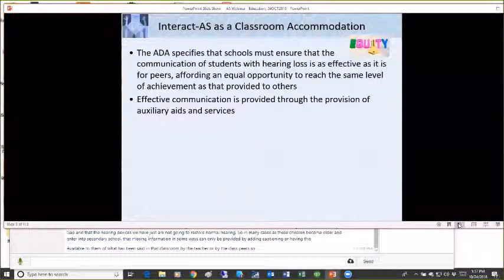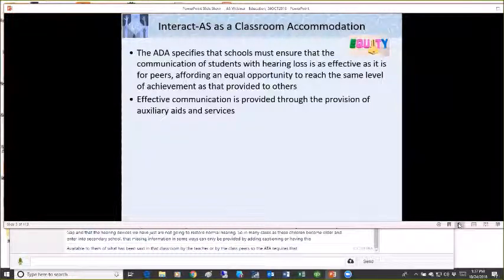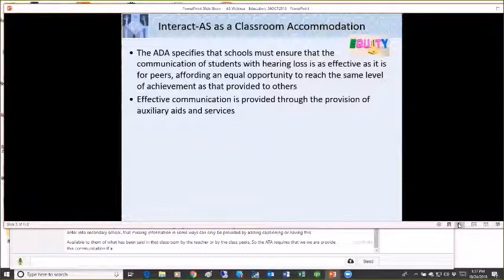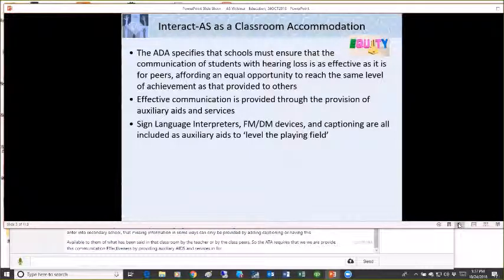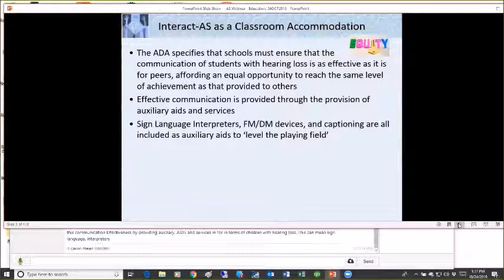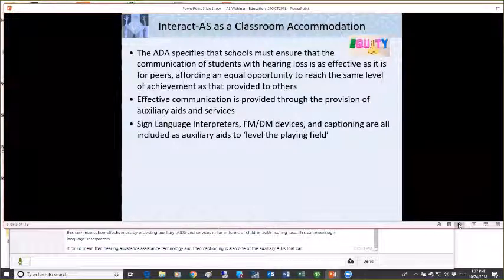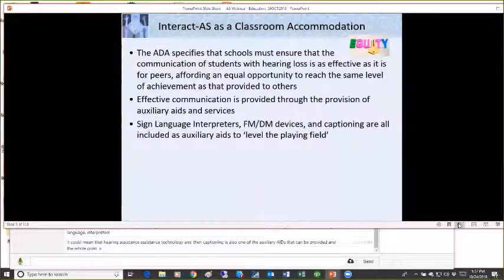So the ADA requires that we provide this communication effectiveness by providing auxiliary aids and services. And in terms of children with hearing loss, this can mean sign language interpreters, it can mean hearing assistance technology, and then captioning is also one of the auxiliary aids that can be provided. And the whole point is to try and level the playing field, trying to afford that equal opportunity for the same academic achievement as these children's cognitive peers would have.